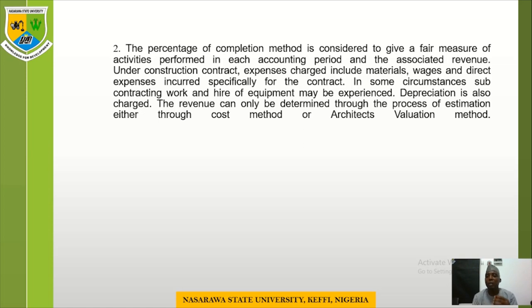Wages are the amount of money needed to pay the laborers and the personnel that will engage in the construction work. Then other payments that have a direct or indirect relationship to the construction are considered as indirect expenses. So all these will form the expenses that are to be accounted for when you are accounting for a long-term construction contract.